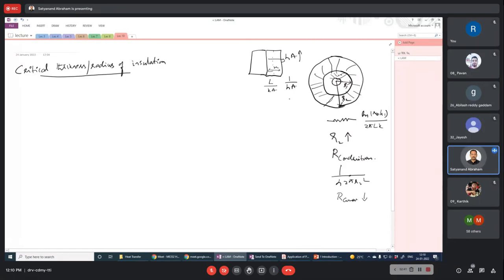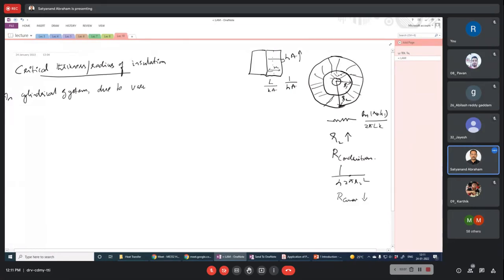So here we are talking about insulation. What is insulation? Insulation is nothing but a material with a very low thermal conductivity. That is what we are going to write for the cylindrical system.